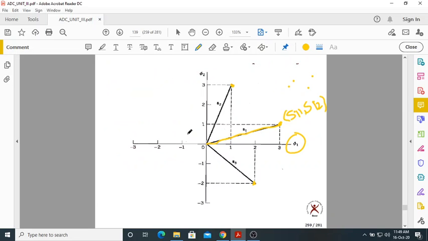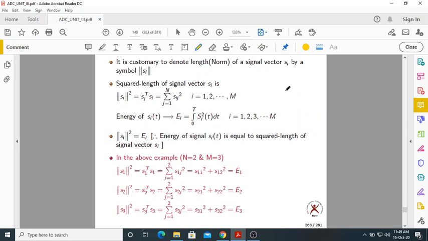Which means, if you are able to find the square of this length, that will be exactly equal to the energy of the signal S1 of t. In the same way, if you find the square of the length of this line, that gives you the energy of the corresponding signal. Same thing here. So to find energy, just find the square of the length. Geometrically, we represent all the signals in a signal space. You just find the square of the length, and that is equal to energy. That is very, very important.